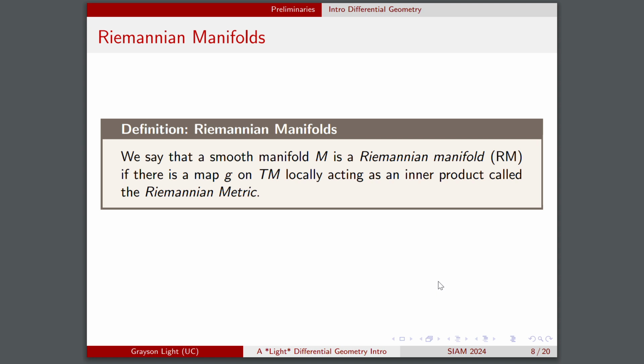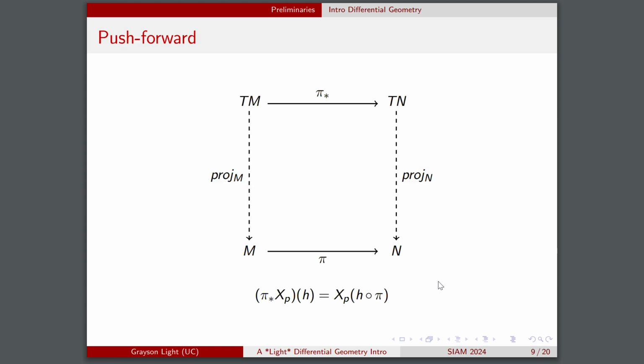Now, because this Riemannian metric behaves like an inner product, we can define things in analogy with this inner product, such as a norm. This is defined in analogy with the Euclidean norm. We can also define angles. That'll come a little bit later, but we will be using Riemannian manifolds for the remainder of this talk.